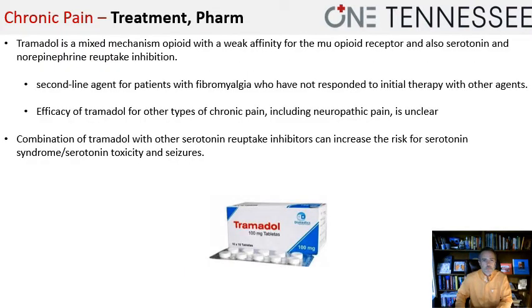Another treatment is tramadol. It's a mixed mechanism opioid with a weak affinity for the mu opioid receptor and also serotonin and norepinephrine reuptake inhibition. This is a second line agent for patients with fibromyalgia who haven't responded very well to initial therapy with other agents. Efficacy of tramadol for other types of chronic pain, including neuropathic pain, is relatively unclear. Combination of tramadol with other serotonin reuptake inhibitors can increase the risk for serotonin syndrome and toxicity and lead to seizures. So keep that in mind.